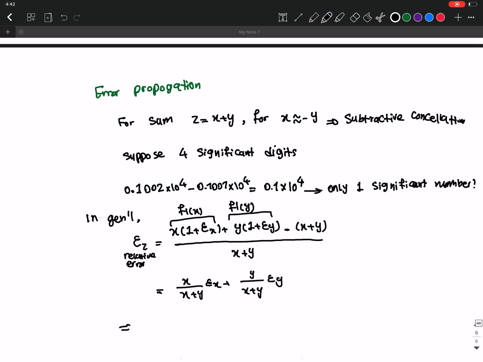So we can say that the relative error of z, the summation, is always smaller or equal to x over x plus y times ex, plus y over x plus y times ey.